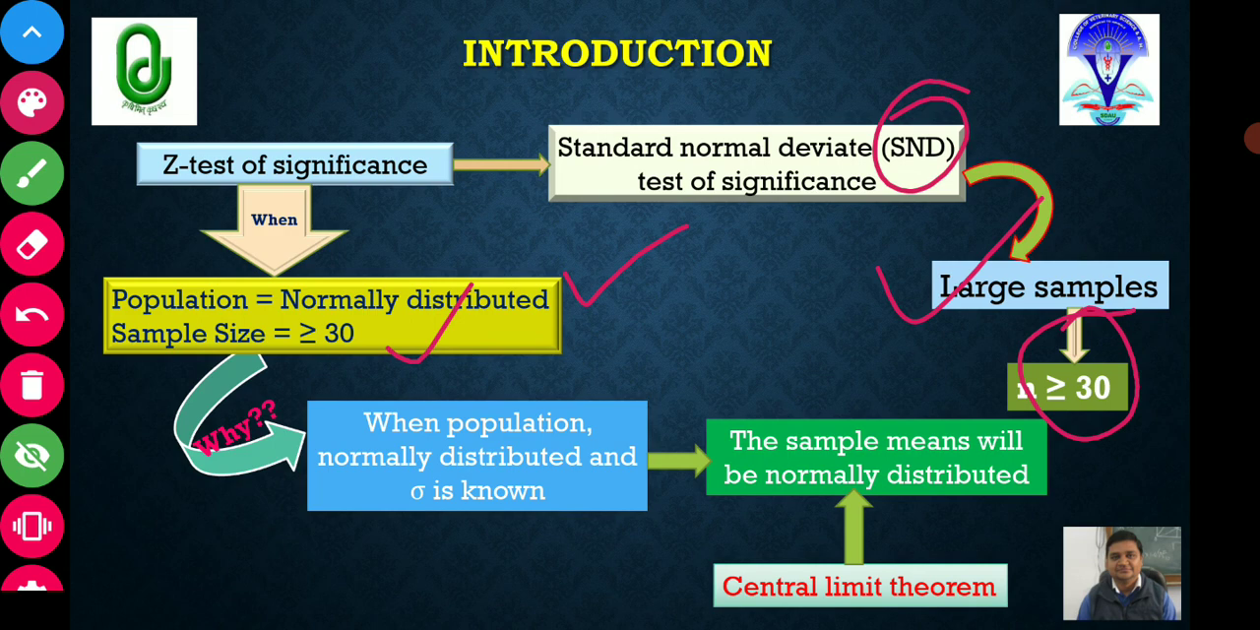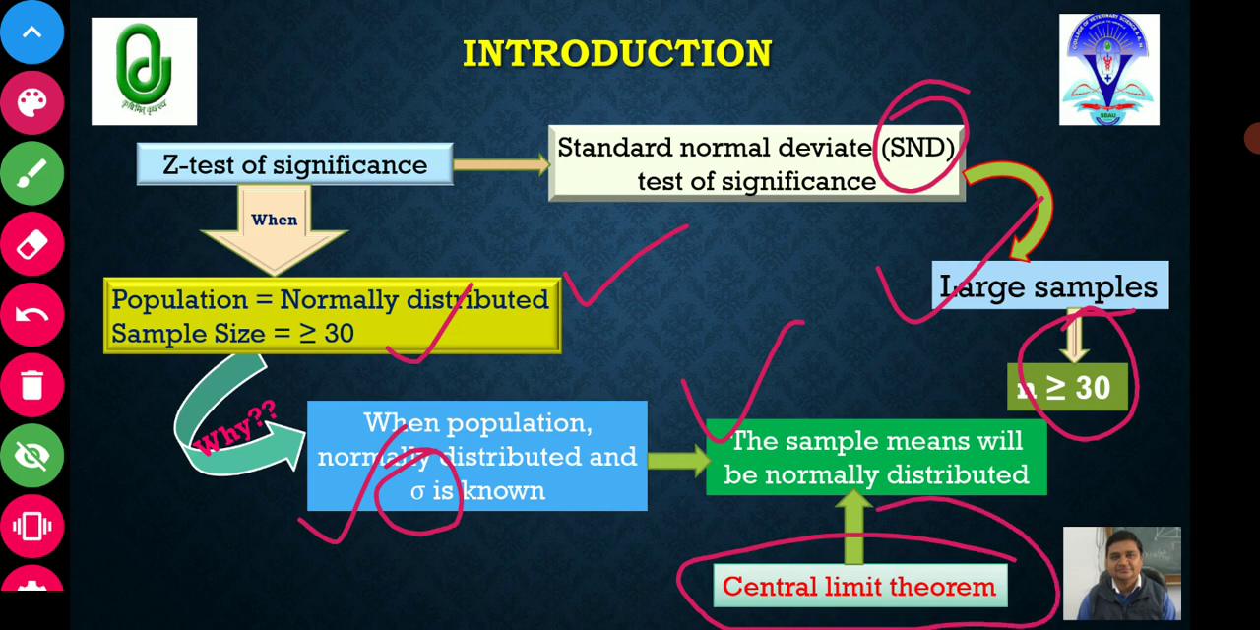Why do we need a normally distributed population, or why is a large sample size needed? Because when population is normally distributed and standard deviation is known, and this is very important, the sample mean will be normally distributed. Standard deviation is one of the population parameters that we have already studied when we were studying the measures of dispersion. When population is normally distributed and standard deviation is known, then sample means will be normally distributed. This is the statement made by the central limit theorem.